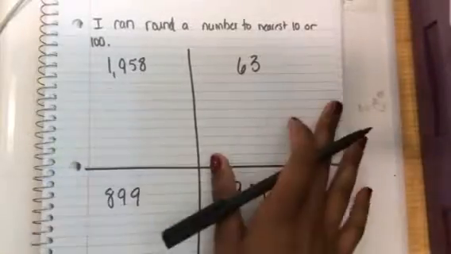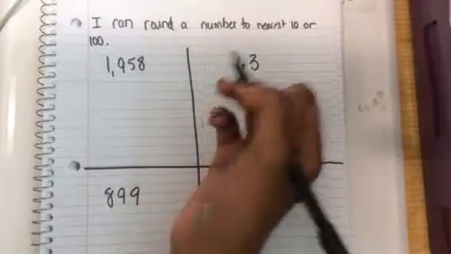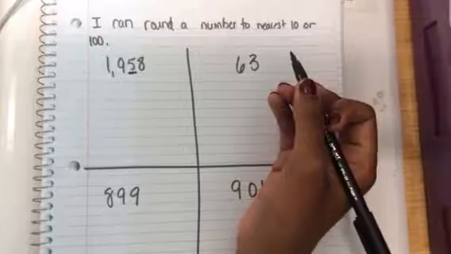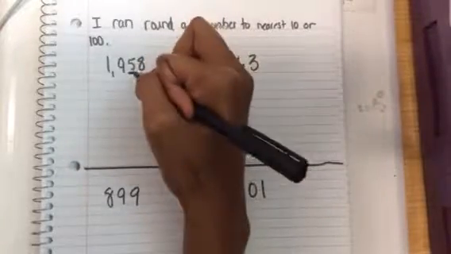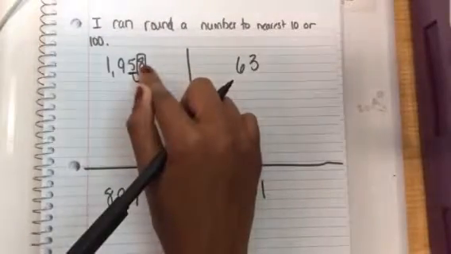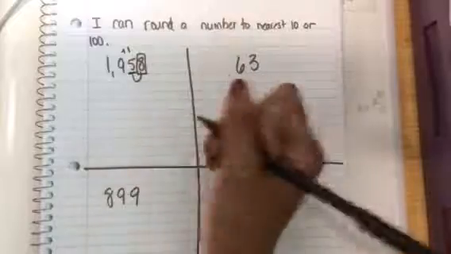Say for instance, we're going to round the number 1,958 to the nearest 10. What I tell them to do is underline the tens place, because they're asking us to round to the nearest 10. You underline the tens place, you look at the number next door. If the number next door is 5 or bigger, you're going to add one more to the tens place.